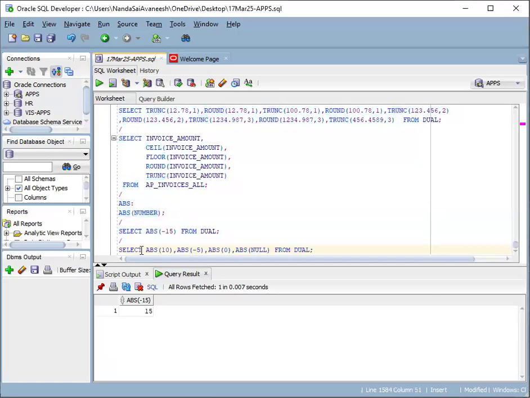Same way, if you use select ABS of 10, ABS of -5, ABS of 0, ABS of null from dual, then ABS 10 is already positive, so positive only. ABS -5 means positive 5 came. 0 means 0 only. Null means null only.